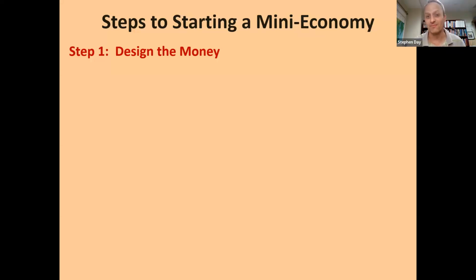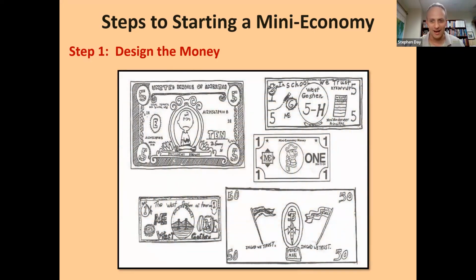But also it's fun. The kids love designing the money. You can give a name for your household money. You see some classroom currencies here. In School We Trust, West Goshen 5H money. They call theirs mini economy money. When we do it at VCU, they're called Ram Bucks. And when we do it in our household, they're called Day Bucks because we're the Day family.